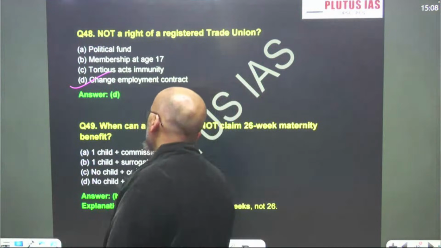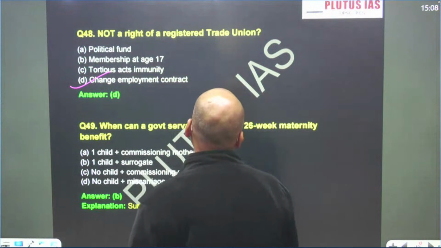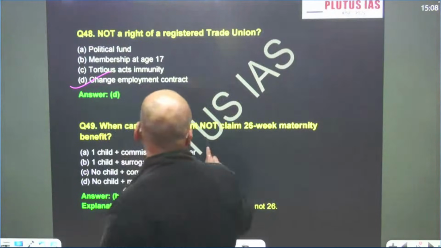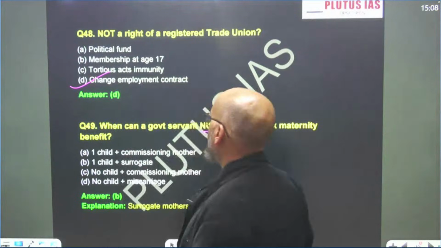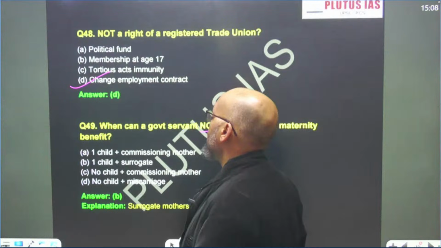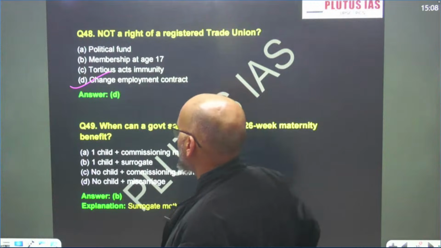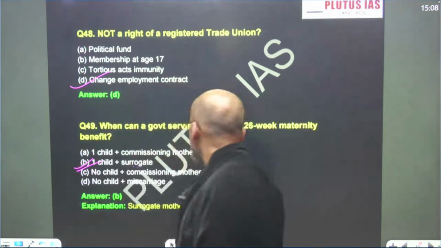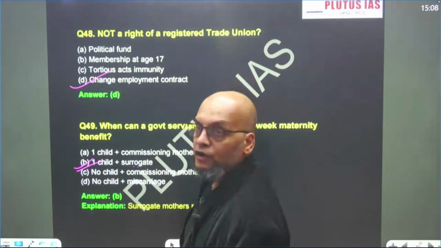Fine. Question 49. When can a government servant not claim 26-week maternity benefit? The question is saying not claim. Option A, one child plus commissioning mother. Option B, one child plus surrogate. Option C, no child plus commissioning mother. Option D, no child plus miscarriage. Option B is correct. Why? Because surrogate mothers, according to law, get 12 weeks, not 26.